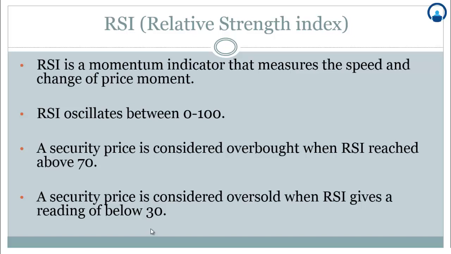Next in line of our momentum indicator series is RSI. RSI was developed by Welles Wilder, and it is also one of the most widely used technical analysis indicators. RSI is a momentum indicator that measures the speed and change of a price move. RSI tends to oscillate between 0 and 100.